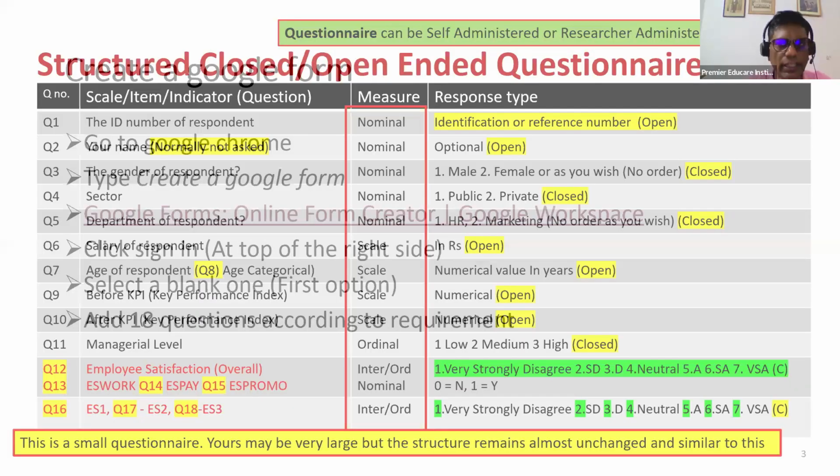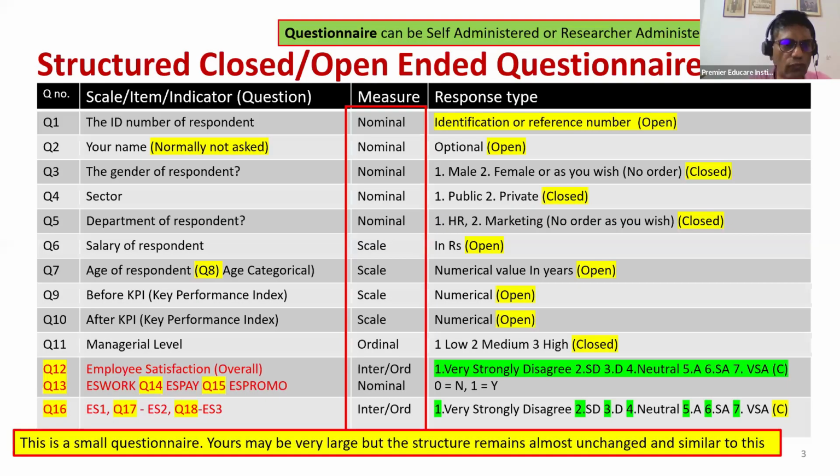This is the questionnaire that you have to fill in your Google form. So there are 18 questions. You can see 1, 2, 3 up to the 18 questions here. So what is question number 1? That's the ID number. Question number 2, the name. Normal names are not asked. That's not ethical. Question number 3, gender.